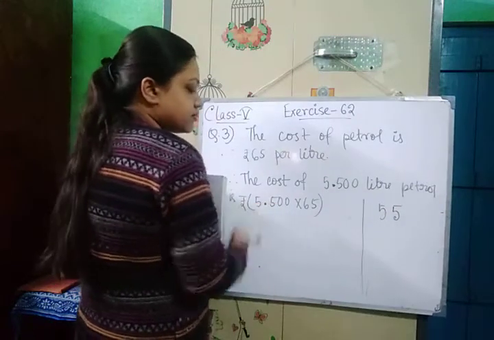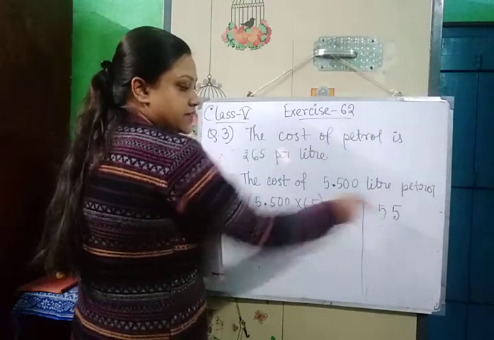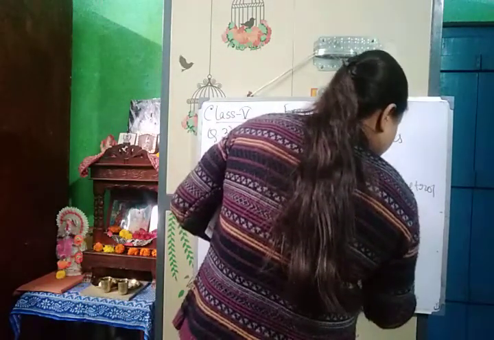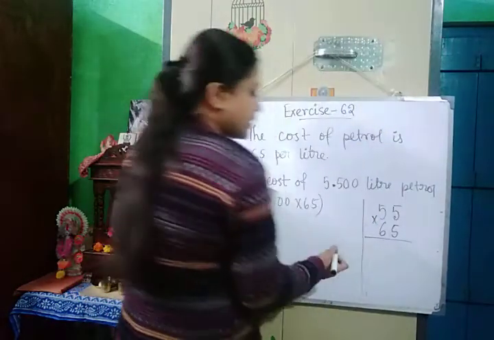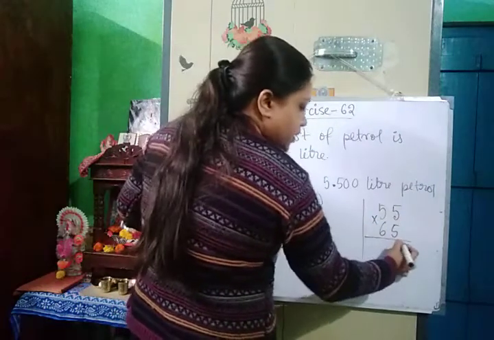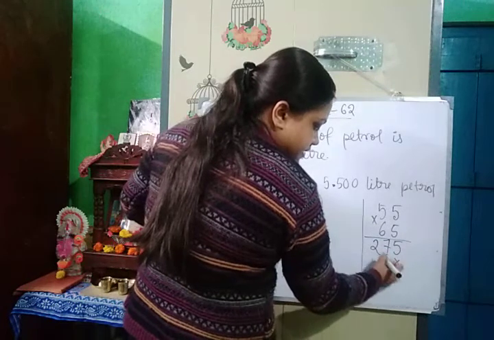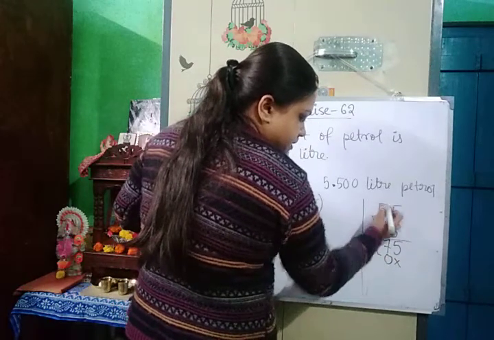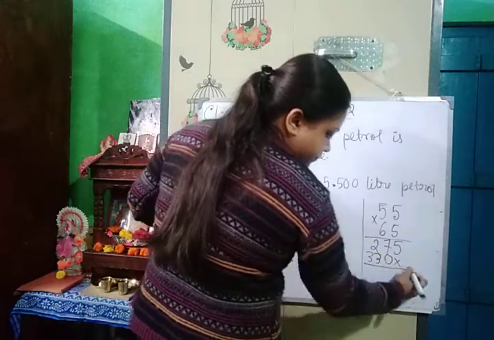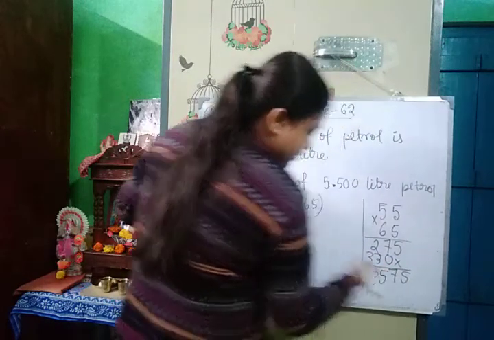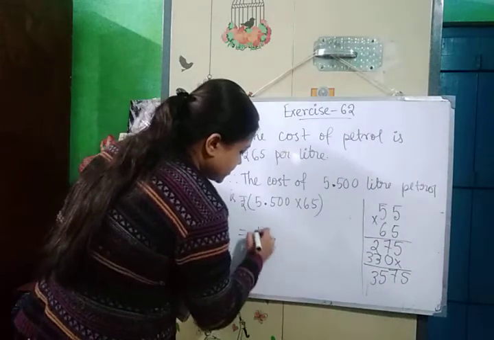Without the point and without the 0, I am just multiplying 55 by 65. 5 5s are 25, 2 in hand. 5 5s are 25 plus 2, 27. 5 6s are 30, 0 here, 3 in hand. 5 6s are 30 plus 3, 33. So 5 7 5 3, that is rupees.